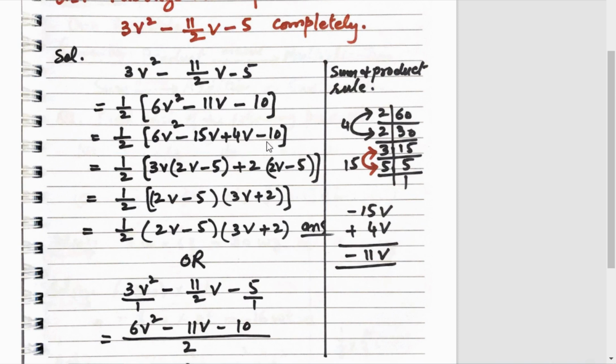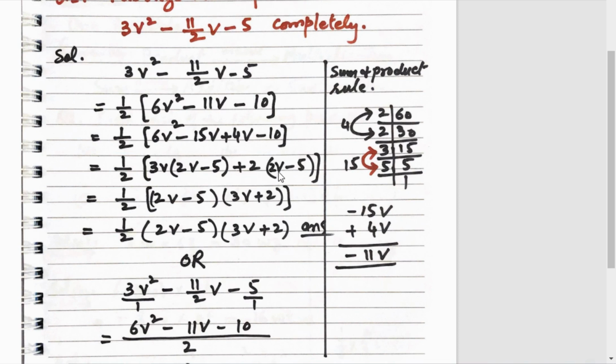Now come to the next two terms and take common. 2 2s are 4, 2 is common throughout. So 4 divided by 2 will be 2. v will come as it is, as v is not present with 10. So we can't take v as common.